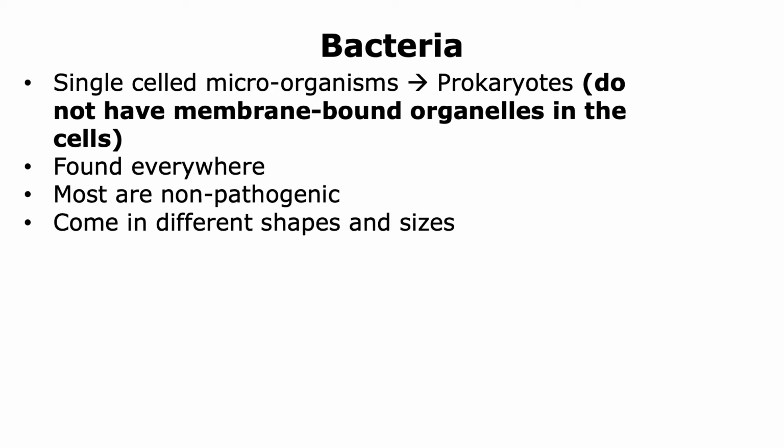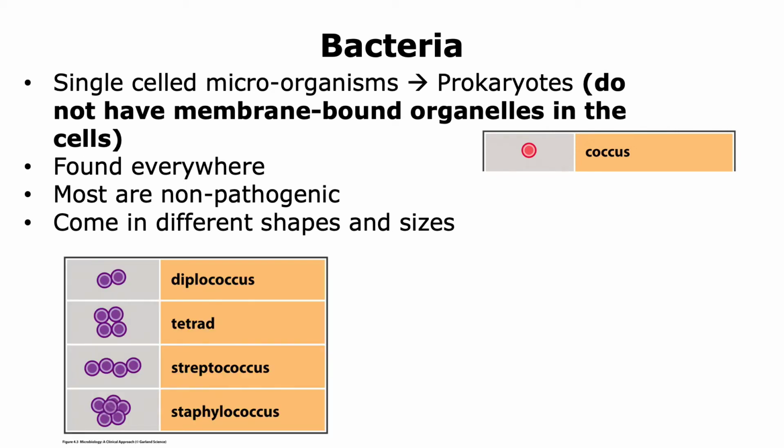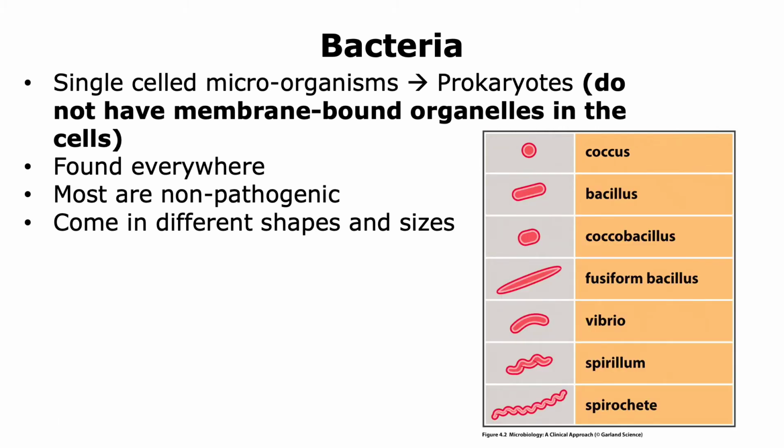Bacteria come in different shapes and sizes. For example, you can have spherical bacteria, and these spherical bacteria are called coccus, and they can form different arrangements that result in different names for these bacteria, like Diplococcus or tetrad. In addition to a spherical shape, we can have other shapes that are shown here, like the rod-shaped bacillus, or a shape that is between a sphere and a rod, which is the Coccobacillus. You can have comma-shaped bacteria, which are the Vibrio, and spiral-shaped bacteria like the Spirillum or Spirochetes.